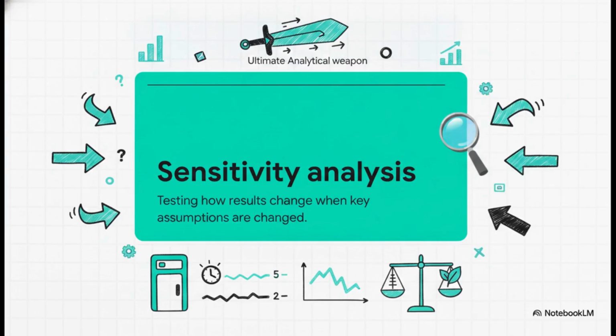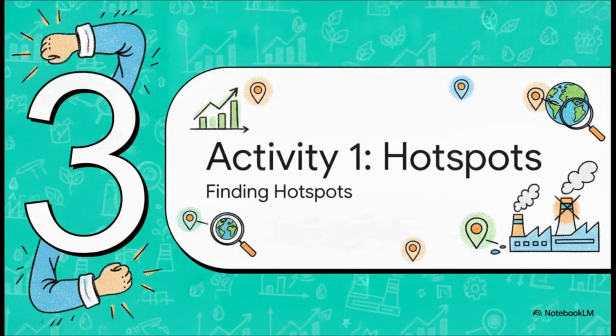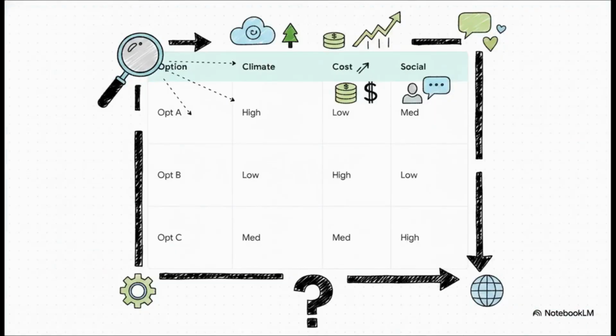If your conclusion holds up, even when those assumptions shift, you know you've got a rock-solid case. All right, Part 3, Activity 1, finding hotspots. Let's get into what you'll actually be doing in the workshop. Here is a sneak peek at the simplified result table you'll be reviewing. It compares 3 different product options across multiple categories: climate impact, financial cost, and social concern.